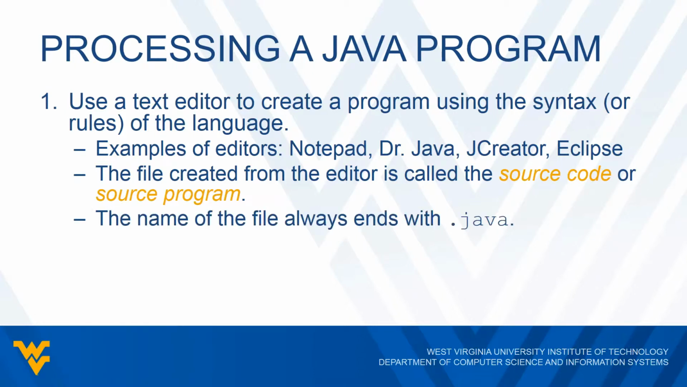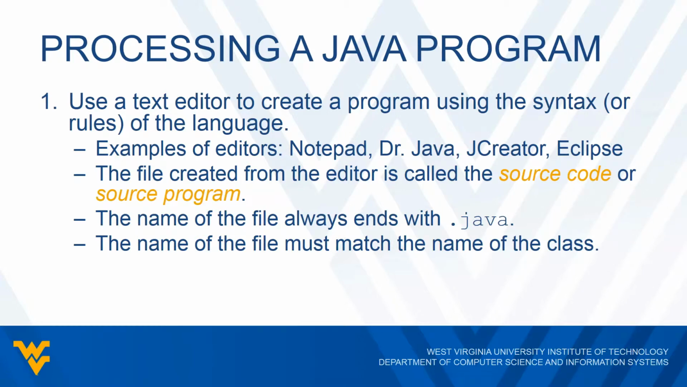Now in Java, the name of our file always ends with the .java extension. Different programming languages will have different extensions, but for Java programs, they always end with .java. And it's also important to note that the name of the file must match the name of the class. So if we went back to our HelloWorld program from the last slide, the name of our class was HelloWorld. Therefore, the name of our file needs to be HelloWorld.java.